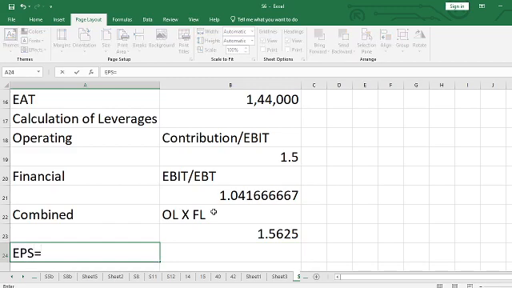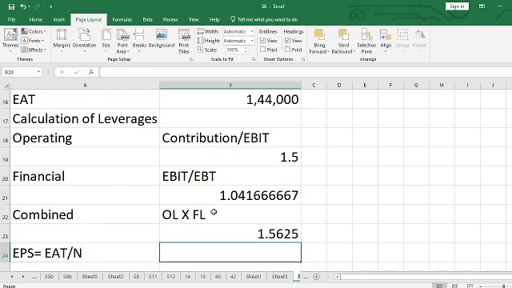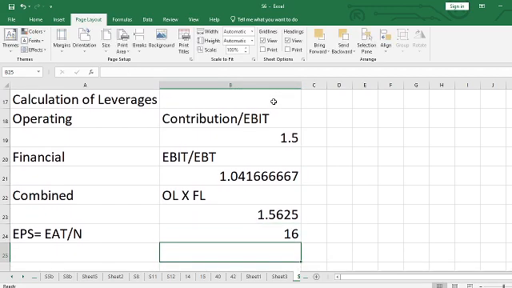Then just for our reference we can calculate EPS. It's not asked in the problem. Just for our reference we can calculate EAT divided by N, where N stands for the number of equity shares. So EAT is 1,44,000 divided by 9,000 equity shares. So that will give you rupees 16 per share.